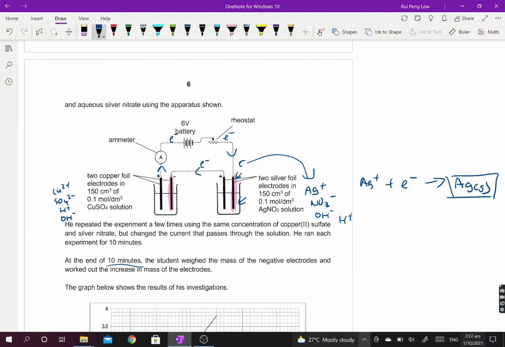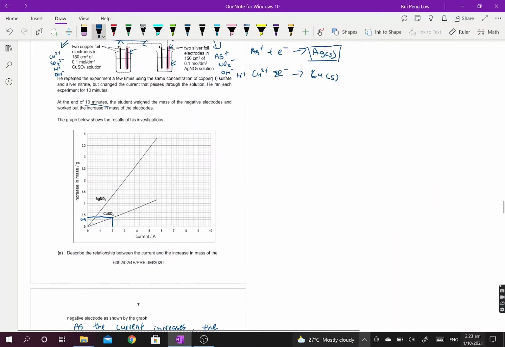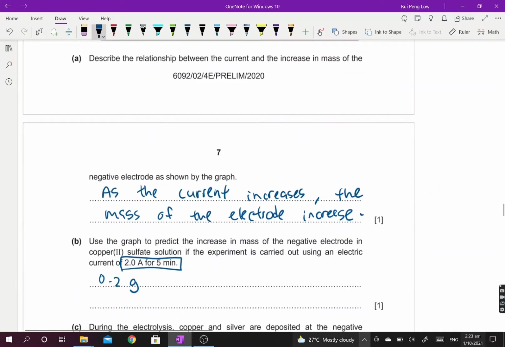Likewise, on the other end, your electrons come into this electrode. The electrons are given to copper 2 plus, Cu2+. Now, one electron is not enough. Copper needs 2 electrons, so Cu2+ gives you Cu solid. Okay, so essentially I just explained and gave you the 2 ionic equations.